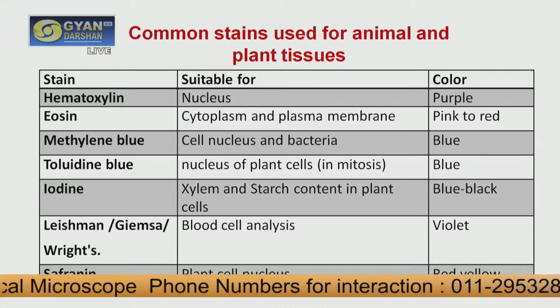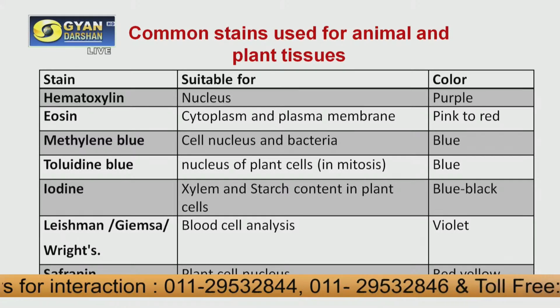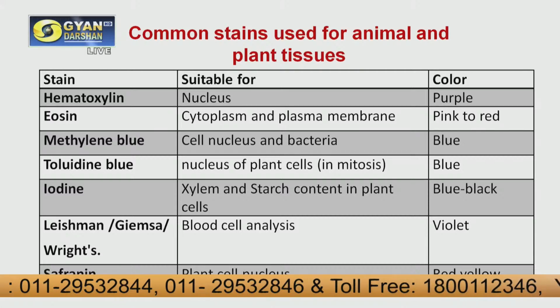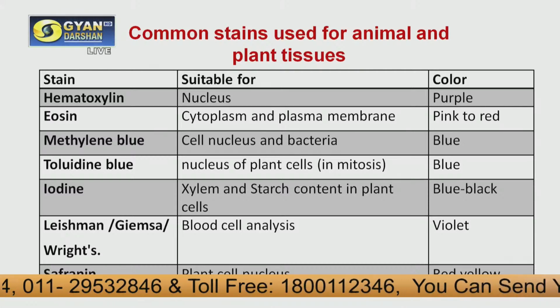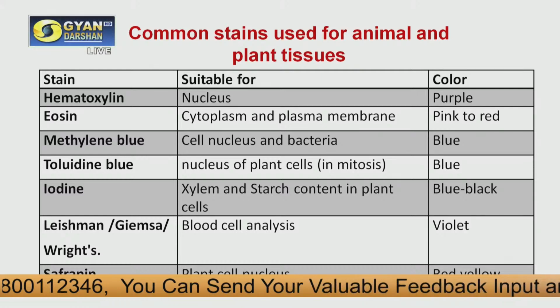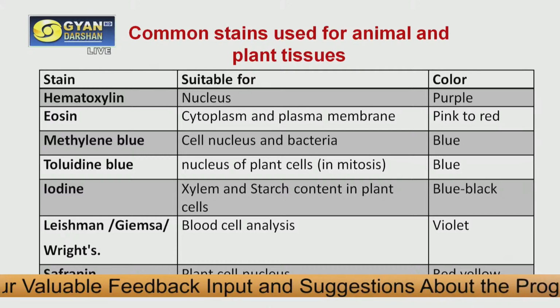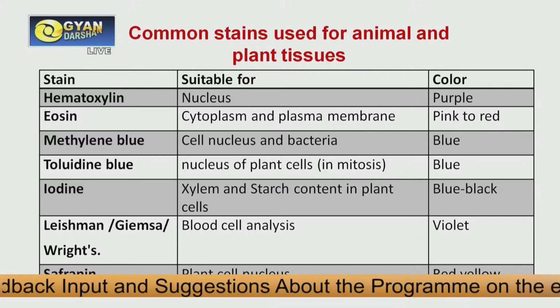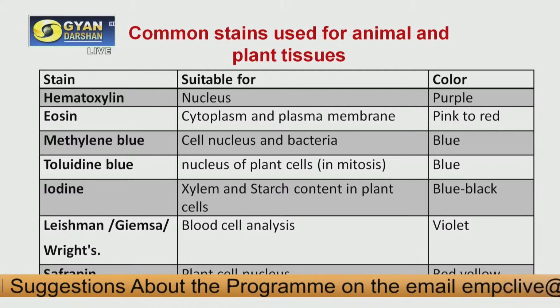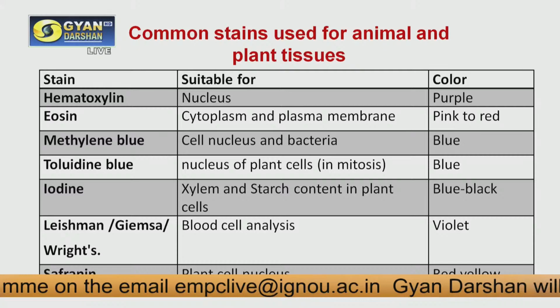Some common stains we use for visualization of biological components: hematoxylin dye is used for the nucleus and produces a purple color. Eosin dye is used for staining the cytoplasm and plasma membrane and produces a pink to red color. Methylene blue is used to stain the cell nucleus and bacteria and produces a blue color. Toluidine blue is used for the nucleus of plant cells and produces a blue color. Iodine is used for xylem and starch content in plant cells and produces blue and black images.